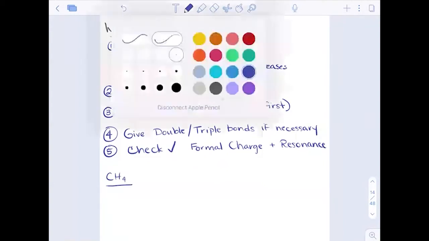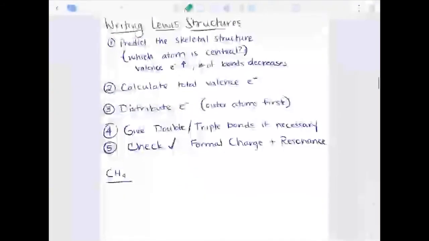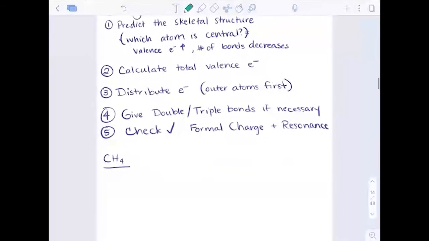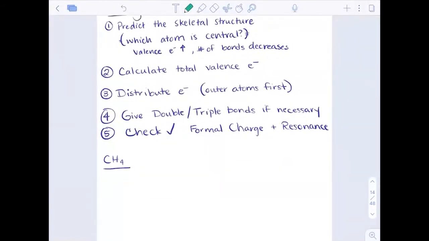So here's our first molecular formula. We're going to start with CH4. So predict the skeletal structure. Which atom is going to go in the middle? And we will always have one central atom for our discussions in this class. Yes, you can build up and get more than one central atom. We'll get there, but not right now.